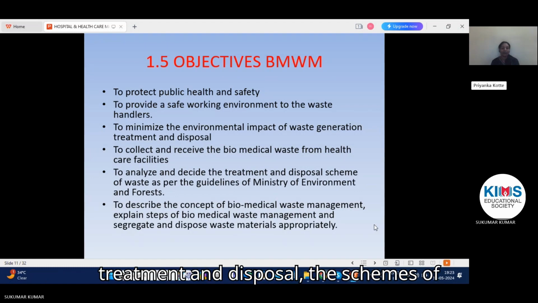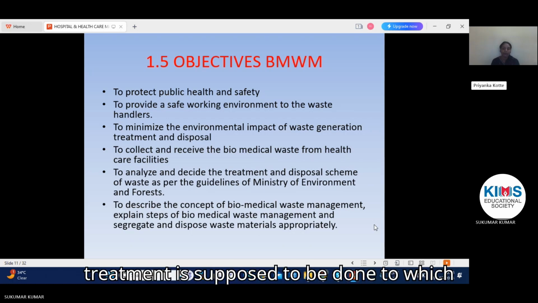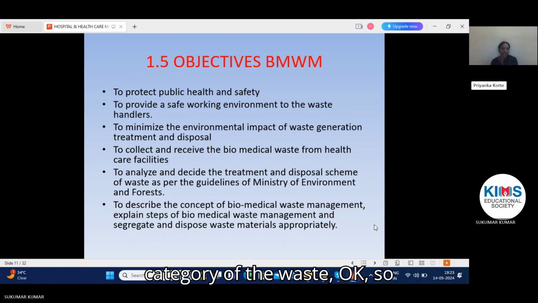Analyze and decide the treatment and disposal schemes of waste as per the guidelines of the Ministry of Environment and Forest. Not only the World Health Organization, there is a Ministry of Environment and Forest. That also helps in analyzing and deciding what kind of treatment is supposed to be done to which category of waste. So according to the guidelines which are framed and revised, the people working under biomedical waste management need to follow them, which is an important objective.